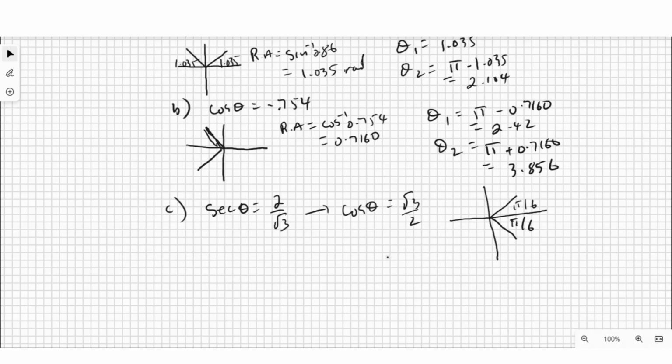Therefore, my first angle is in the first quadrant, which is pi over 6. My second angle will be 2 pi minus pi over 6, which is 11 over 6 pi. So these are the basic things we should know.